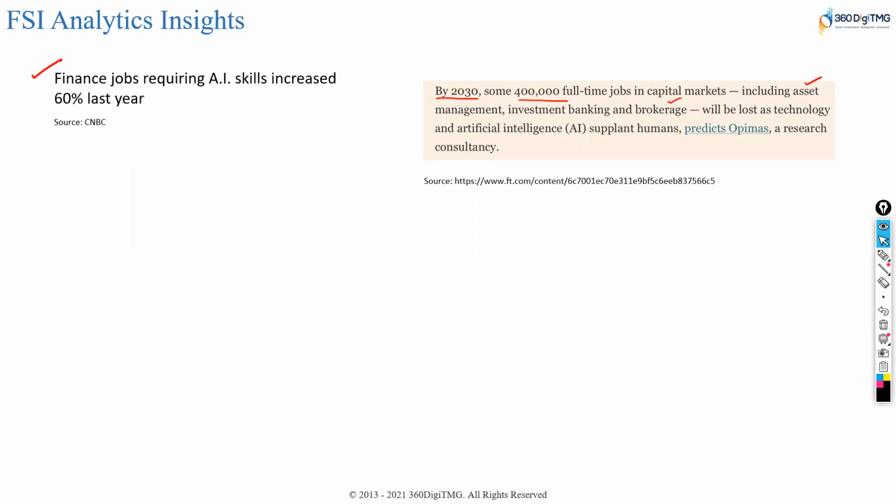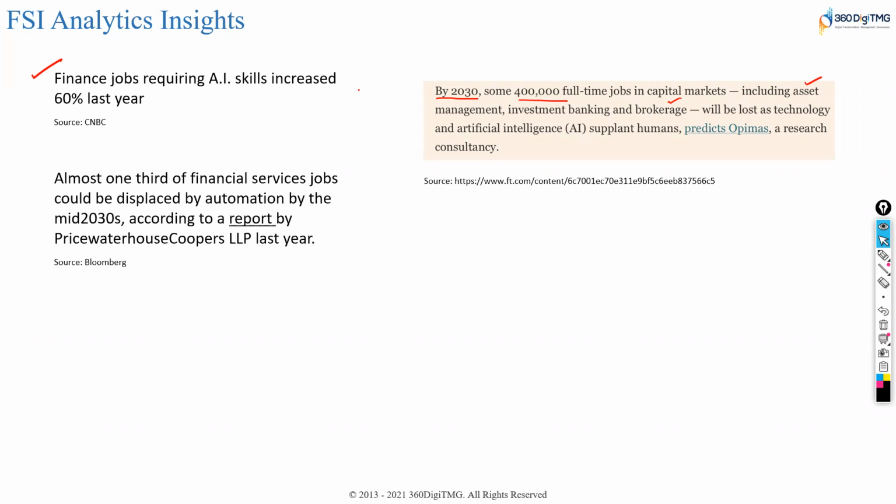For some other purpose where human beings are actually meant to work, right? That's how the human race develops. So while on one side people were losing jobs, on another side a lot of other people were getting jobs, especially if you upskill yourself. And then almost one-third of financial services jobs could be displaced by automation by mid-2030. Who is saying this? PricewaterhouseCoopers. This was reported by the Financial Times.